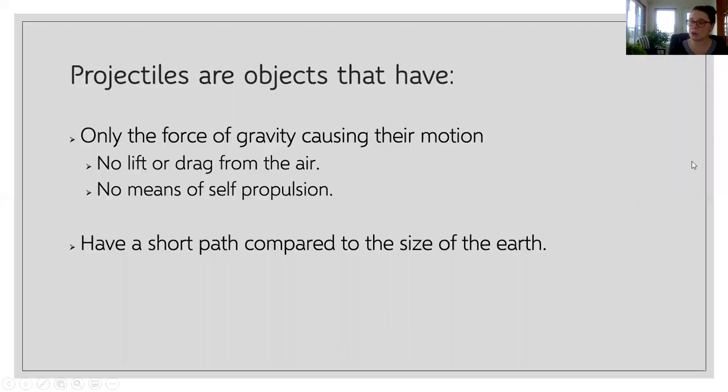So first of all, what are projectiles? Projectiles are any object that have only the force of gravity causing their motion. So let's say you've thrown a ball. The minute that ball leaves your hand, gravity is the only thing impacting or causing its motion. You've set it in motion, but the change in motion is caused by gravity.